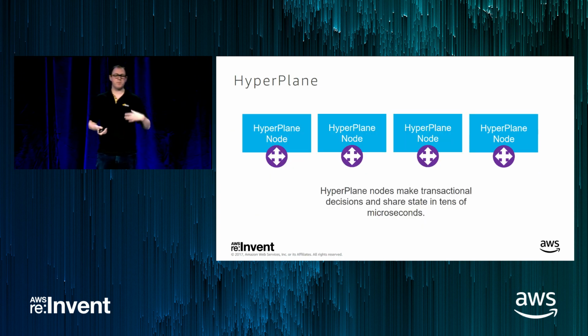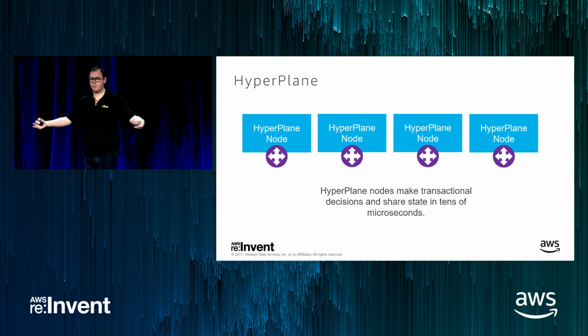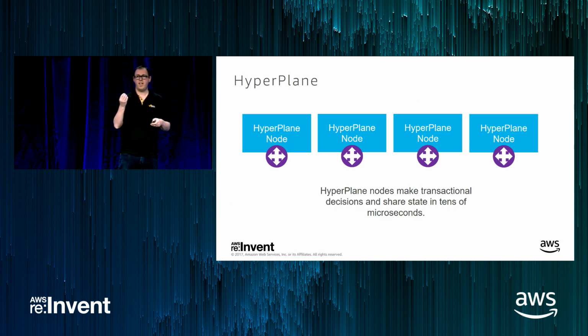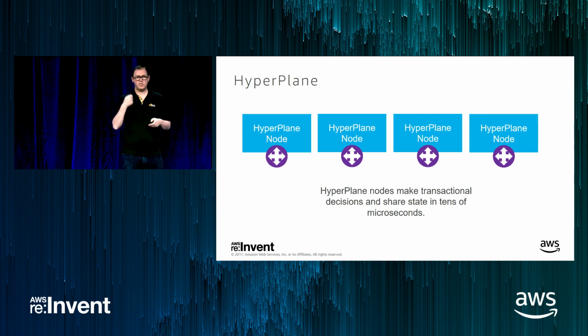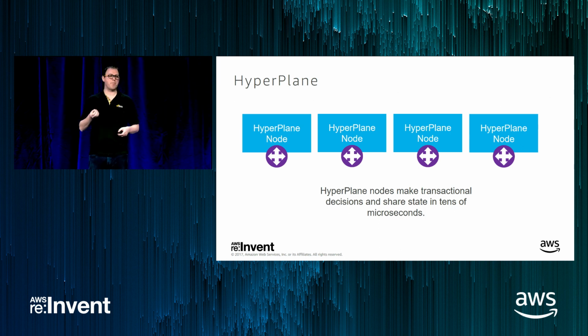And then when the traffic comes to Hyperplane, so I said it's a distributed system, right? There's some magic going on. Those Hyperplane nodes are actually making transactional decisions about how to handle your packets. So when that first packet for a flow comes in, before there's any state setup, Hyperplane has to decide what should happen to it, right?